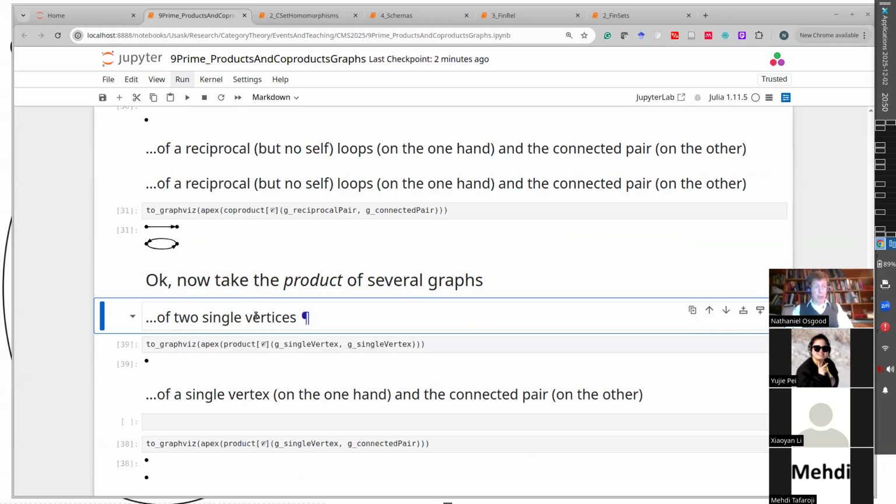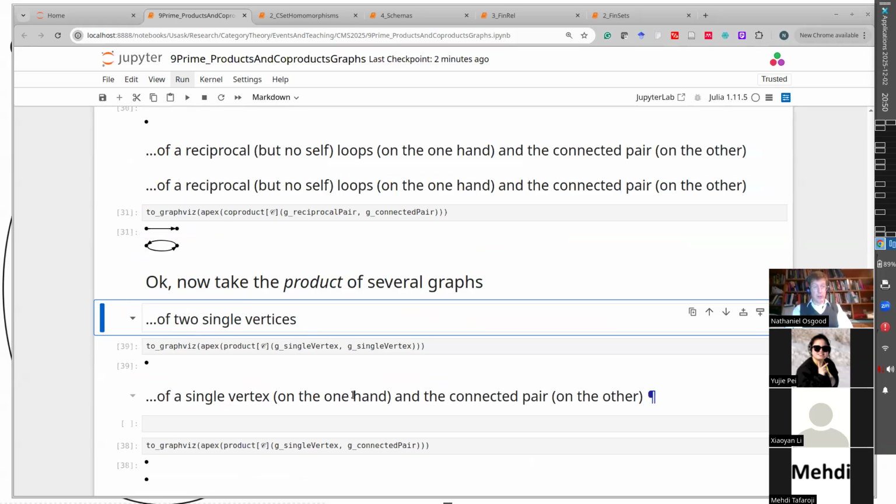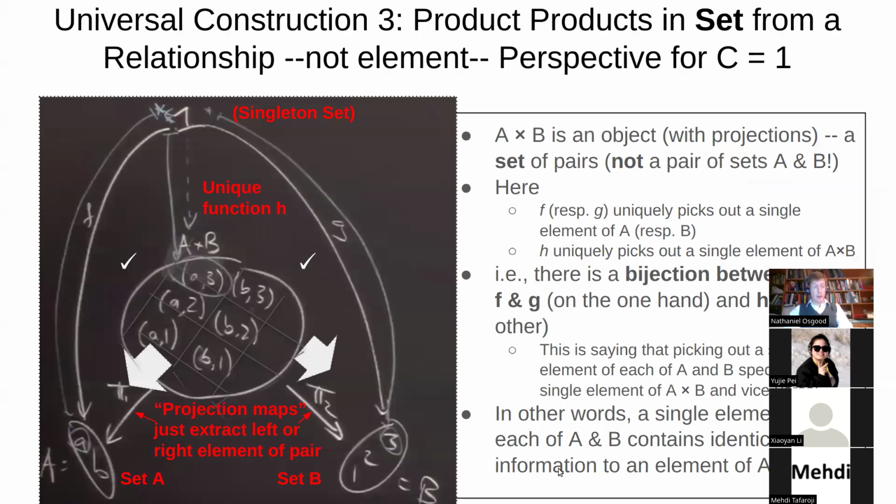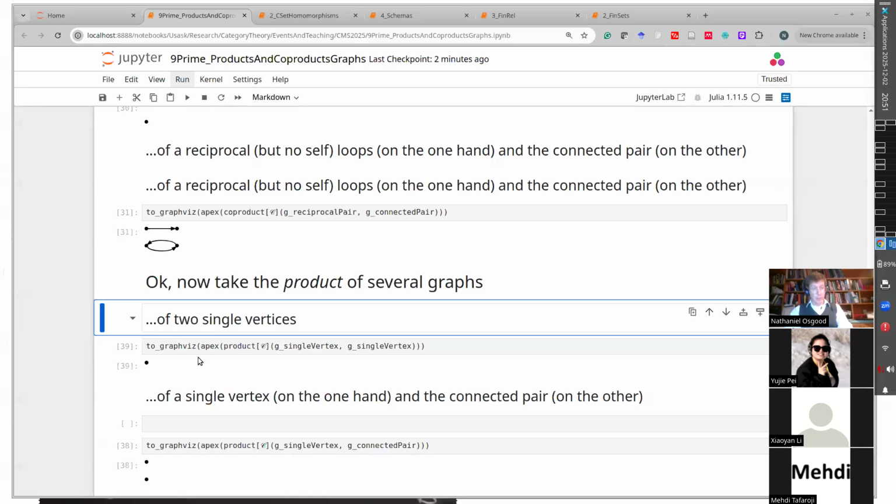Now we're going to take the product of two graphs. So we're going to take a product of this and this. The coproduct was very inclusive, right? It had the two things next to each other. They didn't interfere with each other in any way. With product, we've got to remember the notion of product here. Product was considering combinations. But if one of these was empty, then we would have none of them, right? None of them.